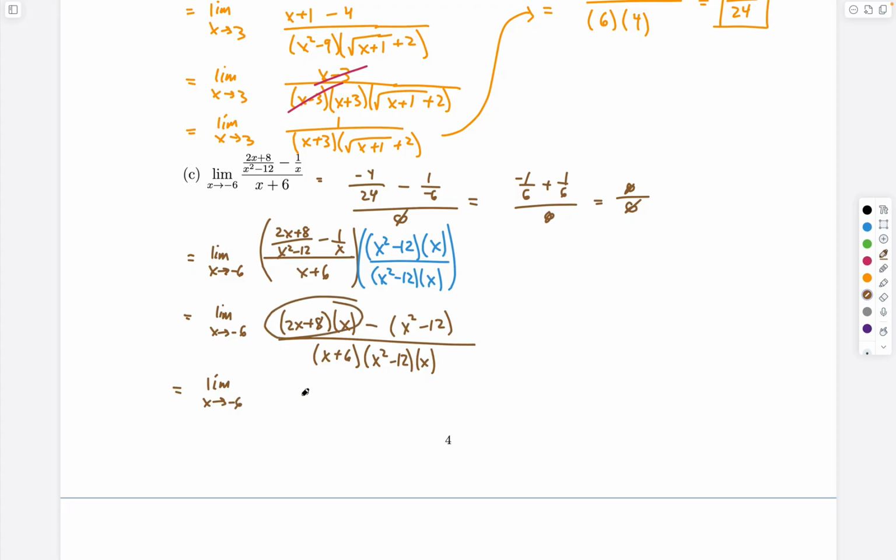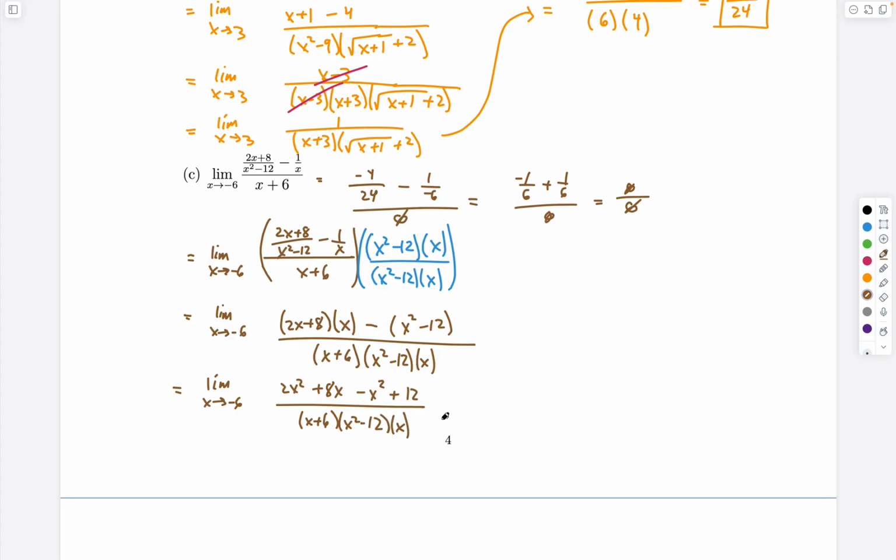What I notice is that this becomes 2x squared, right? We're just going to distribute 2x squared, 8x. This negative needs to distribute to both terms as well, right? So it's very important. We put this parentheses here to denote that this negative will go to both. So we get a minus x squared, and we get a minus minus, which would be a plus 12, all over x plus 6, x squared minus 12, and x.